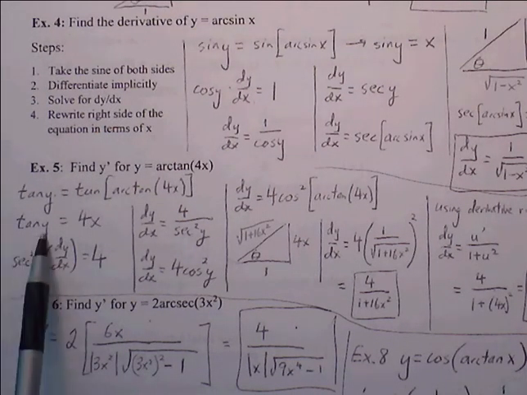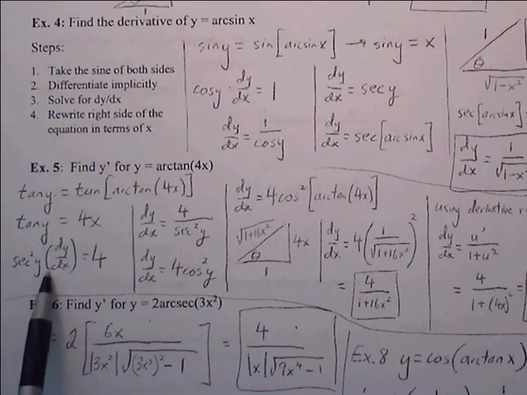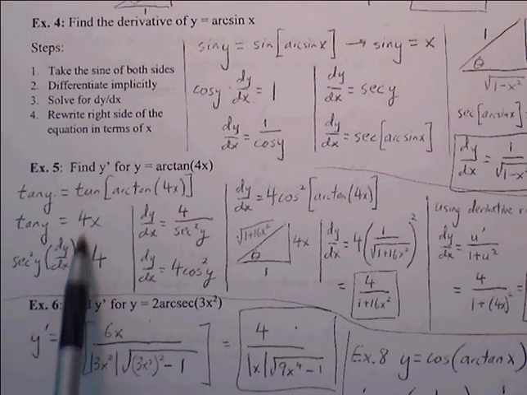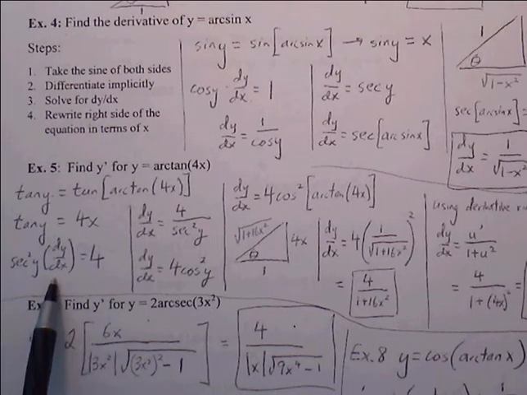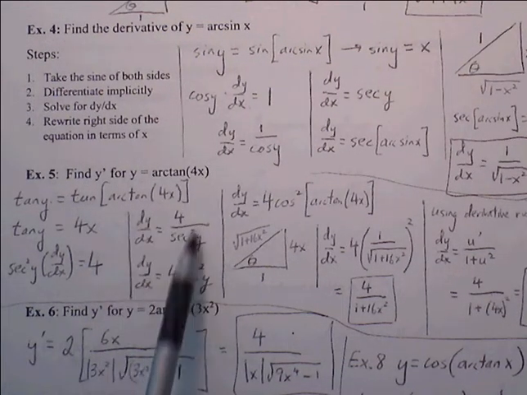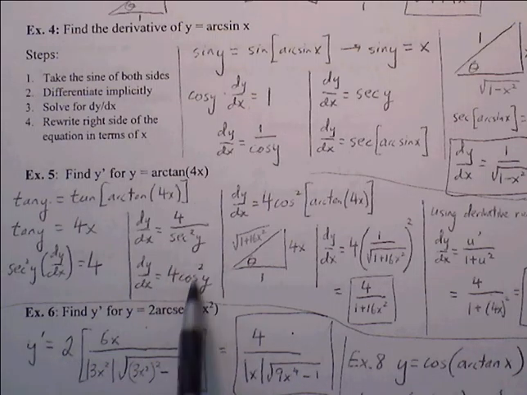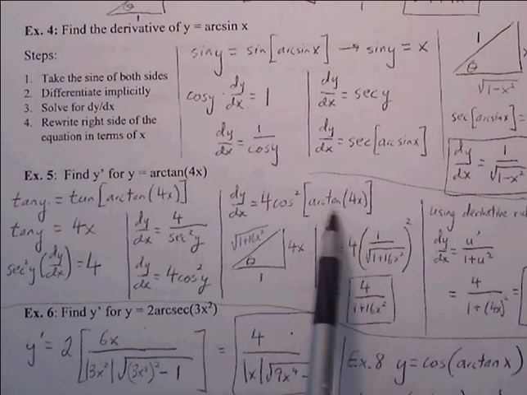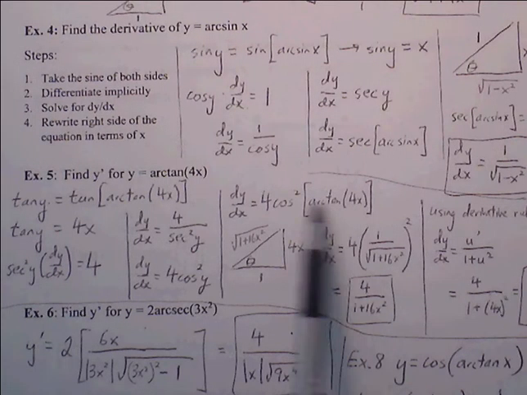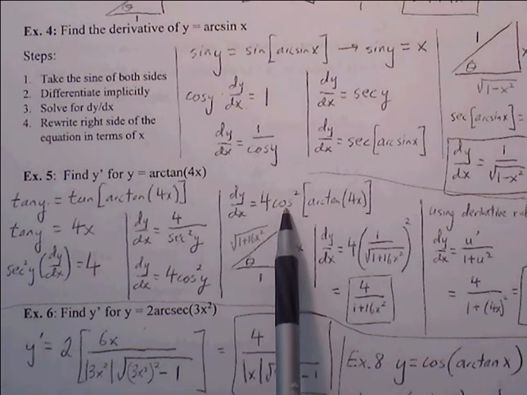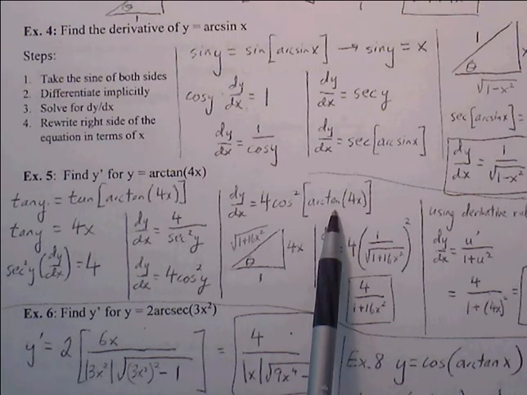So tangent of y, the derivative for tangent of y is secant squared of y times y prime, and then we represent y prime as dy dx. 4x goes to 4. Solve for dy dx, and we get 4 over secant squared of y. Bring the secant squared up as cosine squared y. Replace y in terms of x, so y gets replaced with arctangent of 4x. Now this becomes 4 cosine squared of arctangent of 4x.